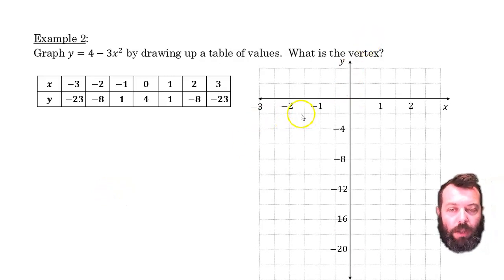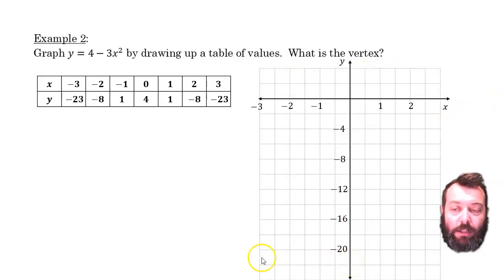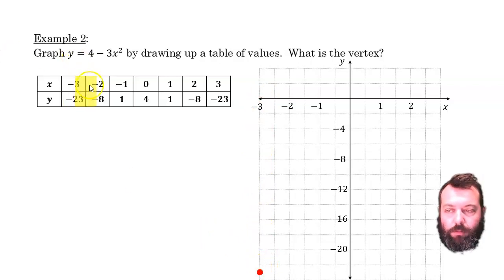So now we're going to plot these points. So my x and y axis here with a nice neat scale. I'm going to put these points in one at a time. So -3, -23, across to -3, down to -23. There's my first point. Second point, -2, -8. There's my second point. Third, -1 and 1 is up there. 0 and 4.